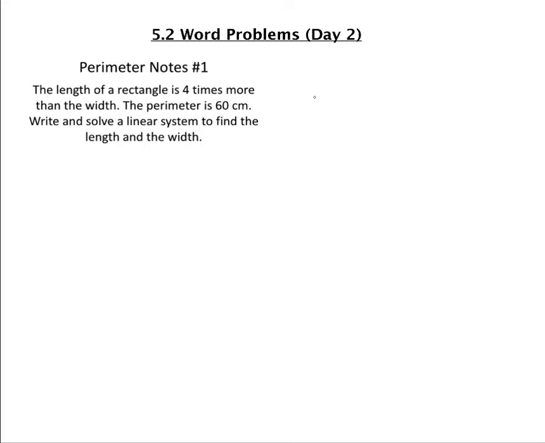Word problems, day two. So these are perimeter problems, and remember they get kind of tricky. These are systems, so we are looking for two linear equations. The first thing I see is the first sentence that talks about the length of a rectangle being 4 times more than the width. And remember, these are the tricky ones.